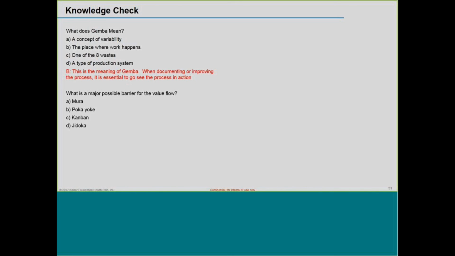What is a major possible barrier for the value flow? Mura, Poka-yoke, Kanban, Jidoka. I'm sure everyone got that right. Mura, inconsistency or variation in our process leads to waste, leads to muda.